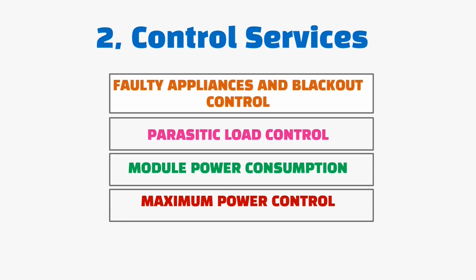There's the faulty appliances and blackout control service that safeguards appliances from abnormal voltage and power fluctuations. The parasitic load control that detects parasitic consumption. The module power consumption service designed to enable precise control over the consumption of a specific module. And finally, there's the maximum power control that enables power consumption control over a house, assuring that it does not exceed the limits supported by the house electricity meter.